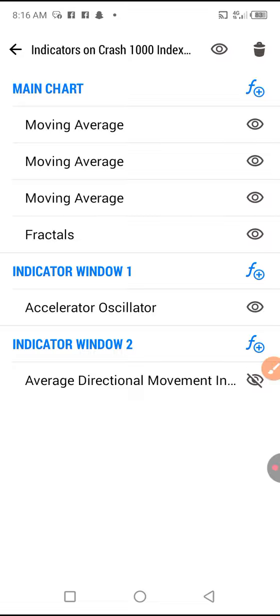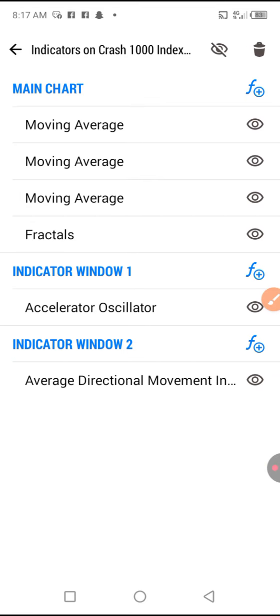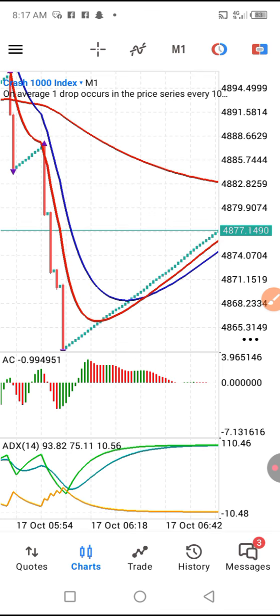Average directional movement index. So guys, let's open it. Here is our period 14, level none, time frame all, then style, any color of your choice. You put it in your style. Plus DI, minus DI. Guys, then you save the indicator. So these are the indicators we are going to use for this strategy.